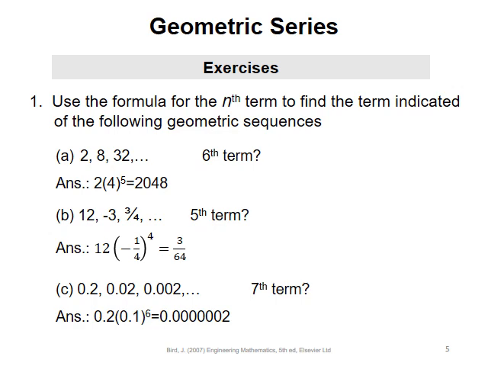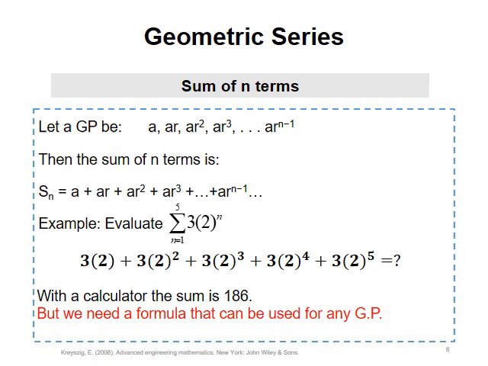Now, exercises to be solved in the class later. For the item, we defined a formula which says that Un equals A R to power n minus 1. Done. Now let's go for the sum.